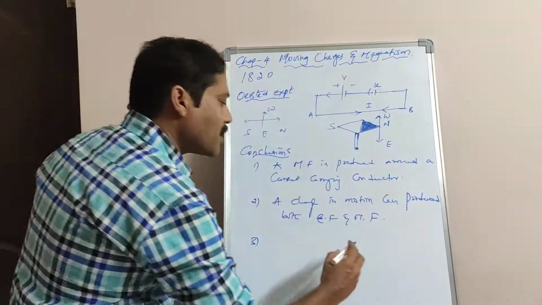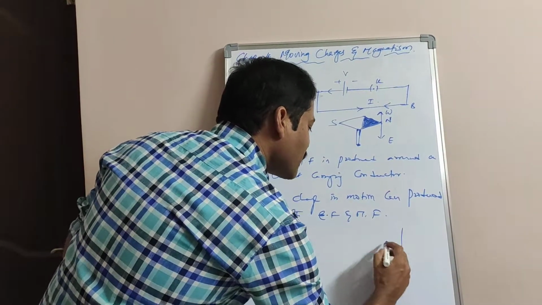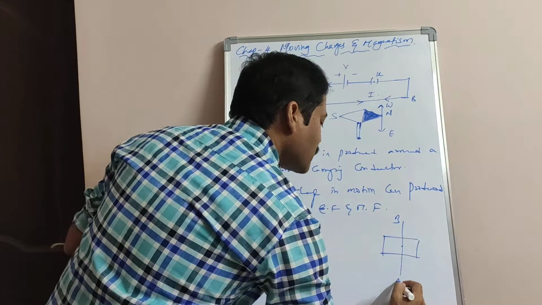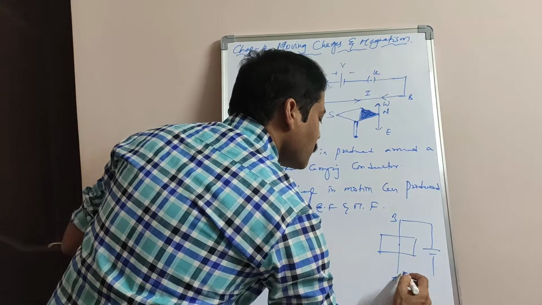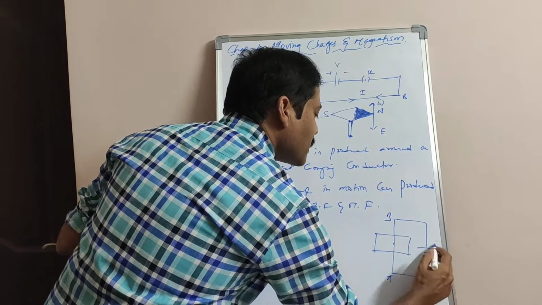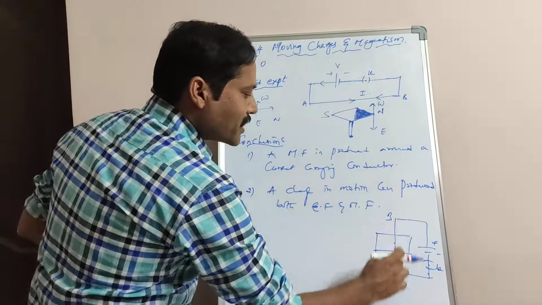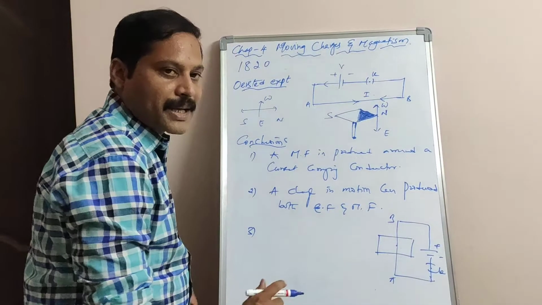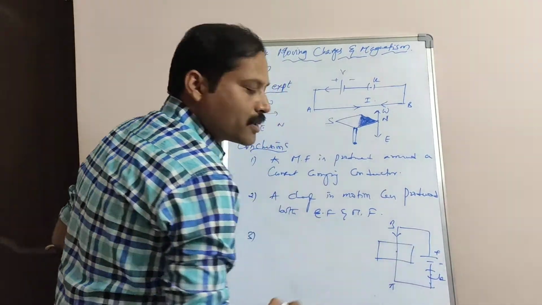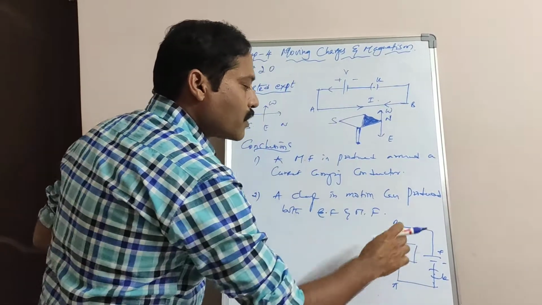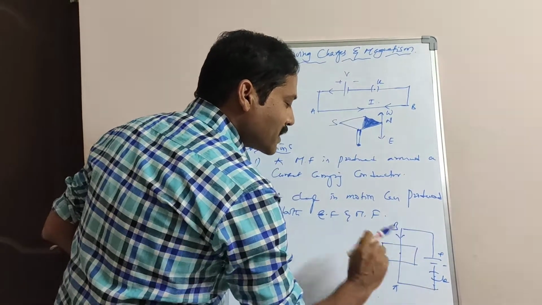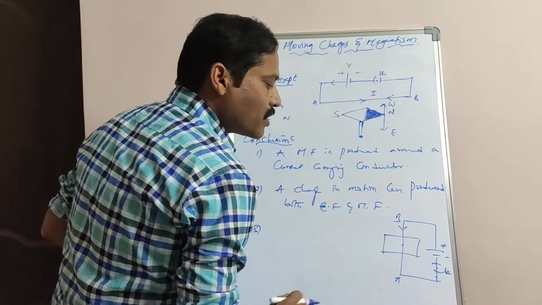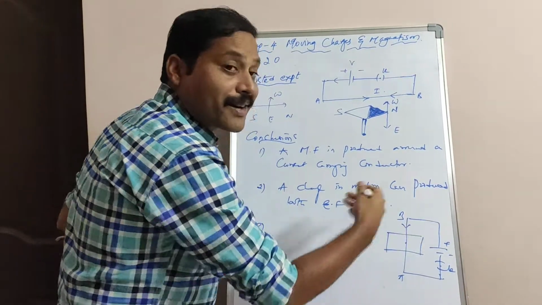And the third conclusion is, he took a conductor passing through the center of a cardboard, and this conductor AB is connected to a battery with the help of a plug key K. The conductor is piercing through the center of the cardboard. Before making the current flow through this conductor, we spray some iron filings on this cardboard in an irregular manner.